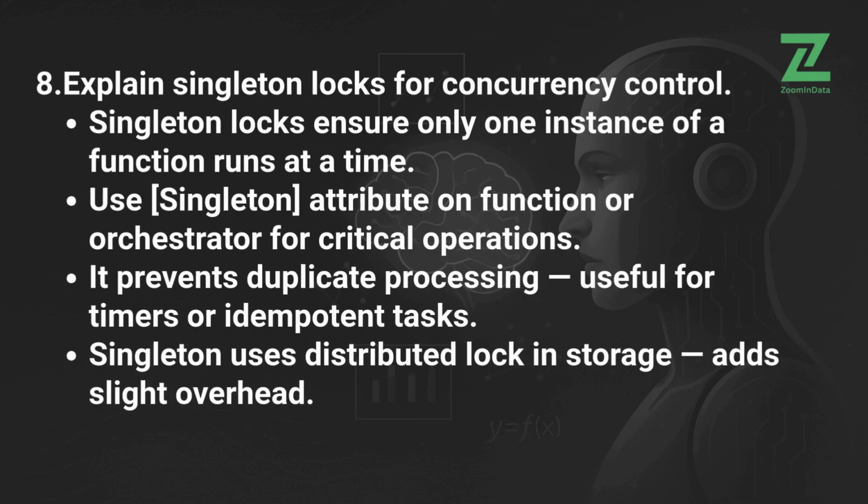Explain singleton locks for concurrency control. Singleton locks ensure only one instance of a function runs at a time. Use singleton attribute on function or orchestrator for critical operations. It prevents duplicate processing, useful for timers or idempotent tasks. Singleton uses distributed lock in storage, adds slight overhead.